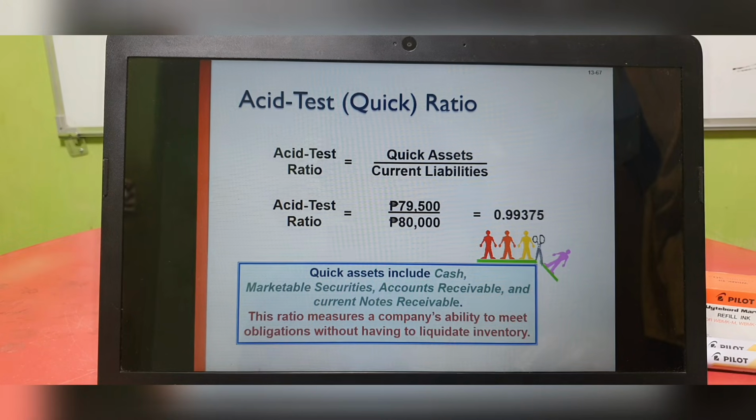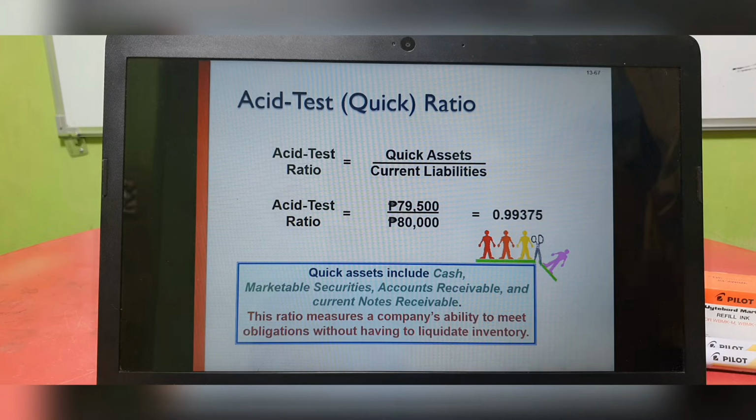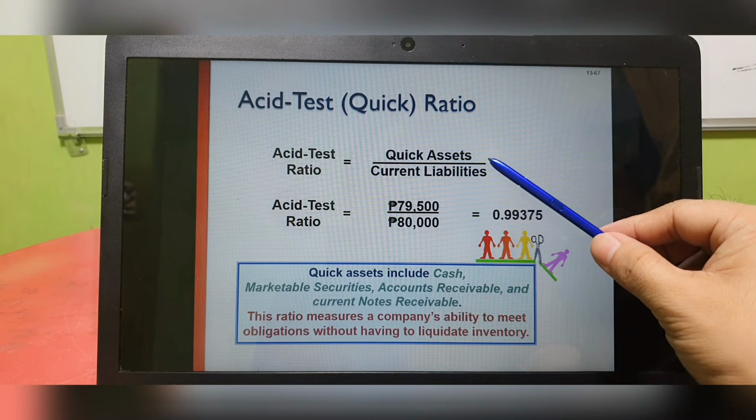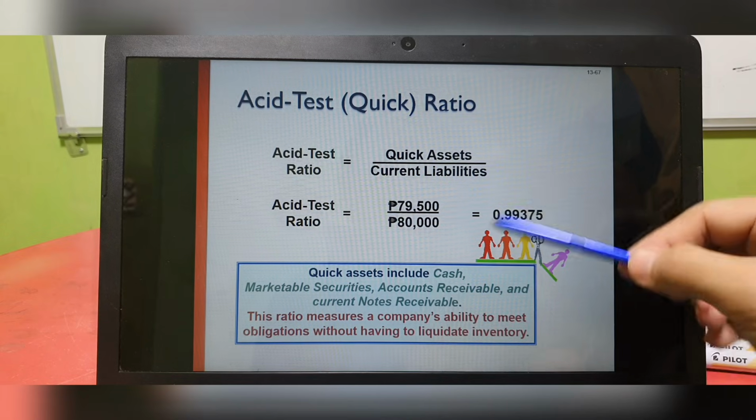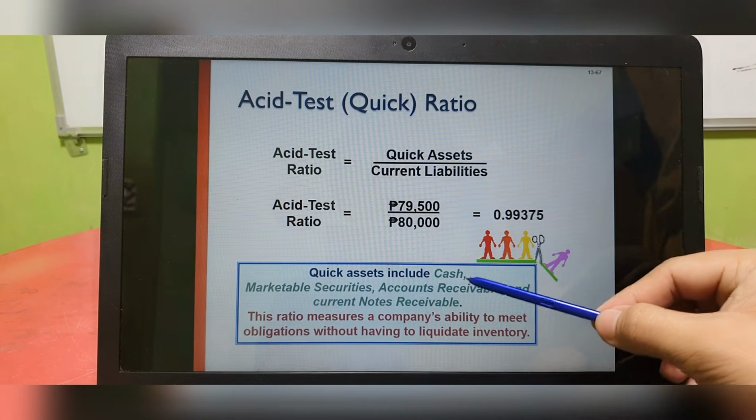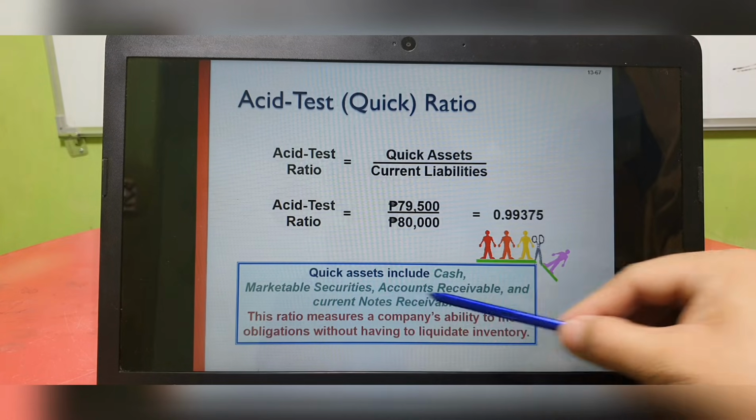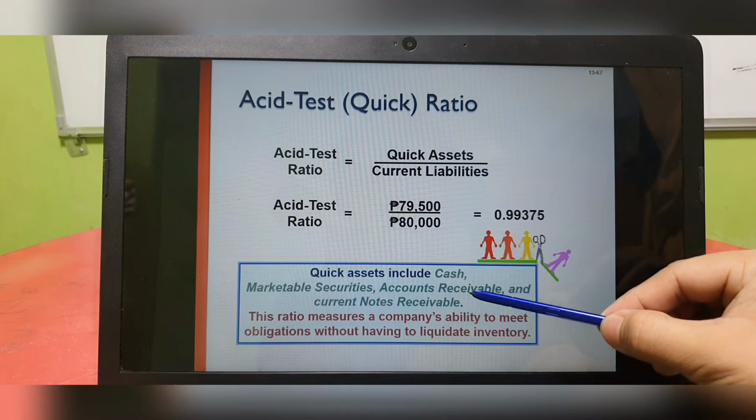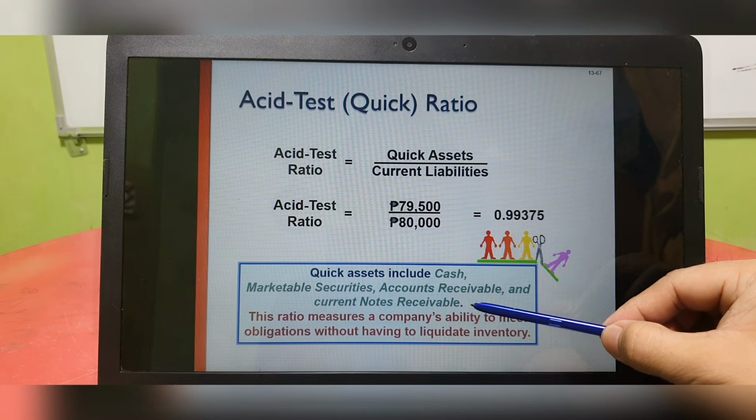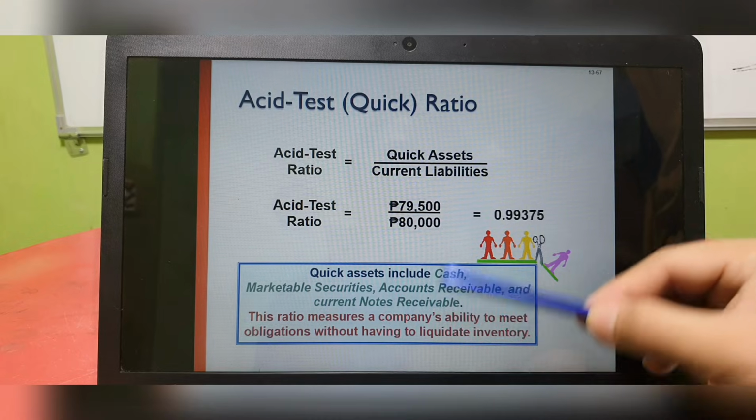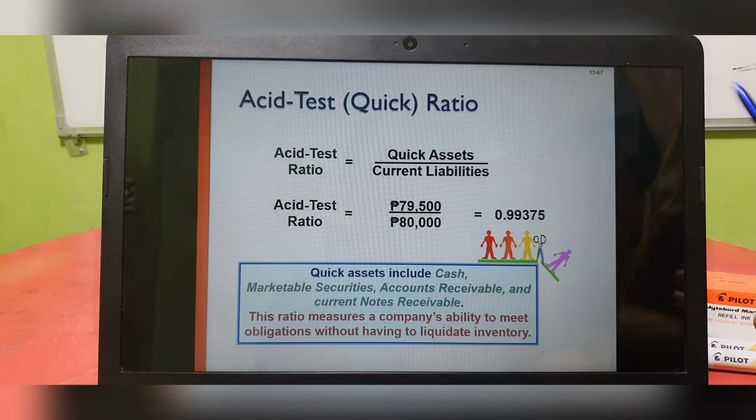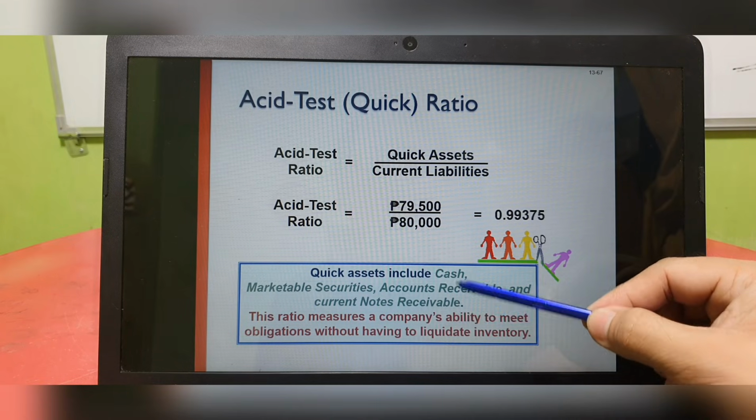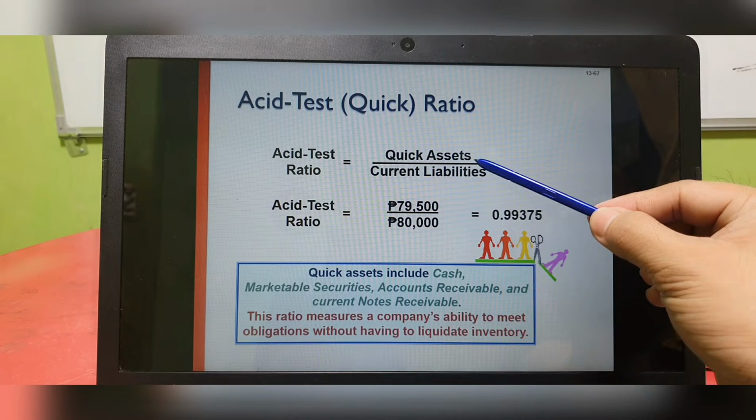Kaya naman, we go to the next ratio. The quick ratio or the acid test ratio. When you say quick ratio, we only include quick assets or those assets that can be quickly converted into cash or cash na talaga. So, meaning, that would include your cash, marketable securities, your AR, at pati yung mga current na notes receivable natin. Okay? So, minsan, ang given naman ay current asset. So, pag current asset ang binigay, ima-minus natin si inventory and prepayments. Pero kung itemized, ito naman yung i-add natin to arrive at your quick assets.